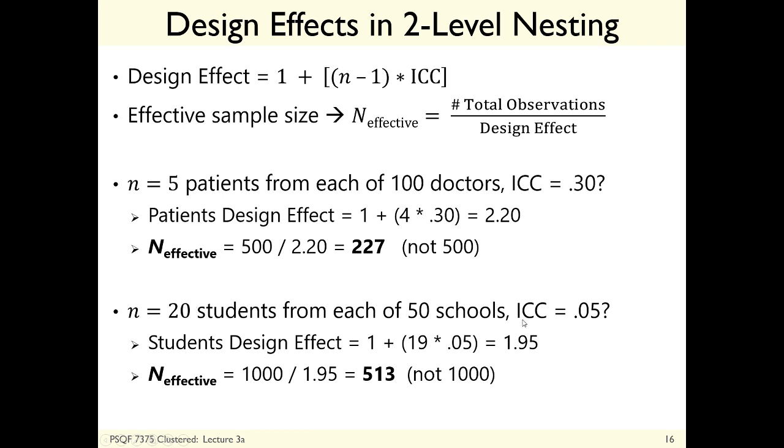Now 20 students from each of 50 schools and an intraclass correlation of 0.05. So this is pretty typical. Small intraclass correlations for school level phenomena. The student design effect here works out to be 1.95, almost a design effect of 2. So your sample size is effectively halved. So in practical terms, if you knew that you needed 513 people according to your power analysis to have enough power to do what you wanted to do, and this was the way you were getting your sample, you need to go out and get 1,000 people to get enough effective people to be able to do what you want to do.